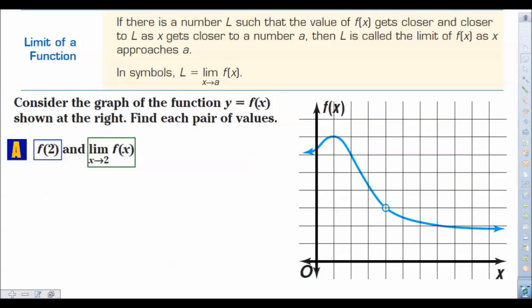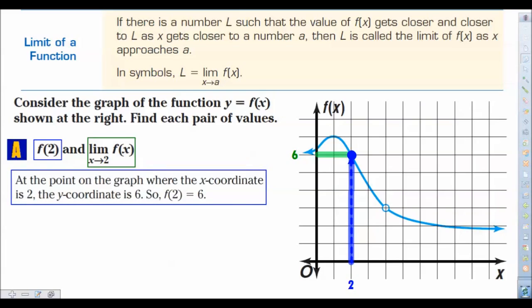Pretty simple. Just take yourself out to 2 on the x-axis, and what they want you to look for when you go out to 2 is just what's the y value that goes with it. So as we go to 2, notice we travel up to that point right there in the function, which gives us a y value of 6. So at the point on the graph where the x-coordinate is 2, the y-coordinate is 6, so to answer that question, just simply say that f of 2 is equal to 6.